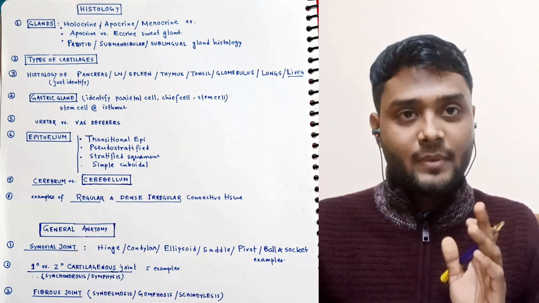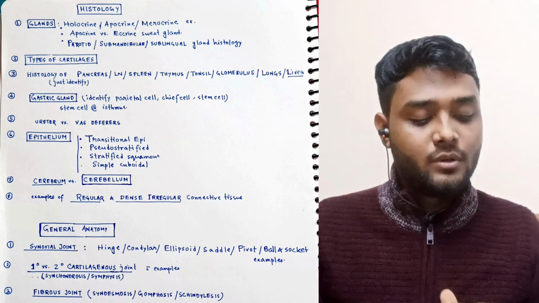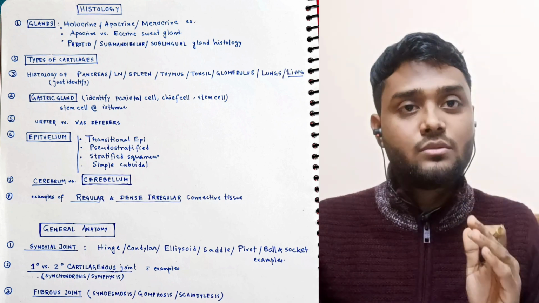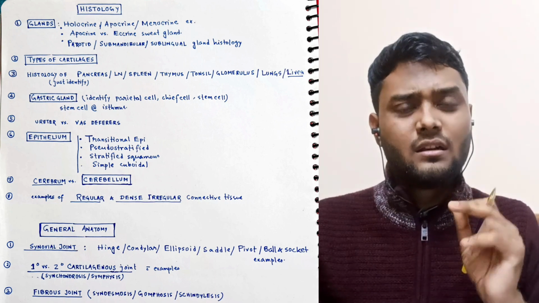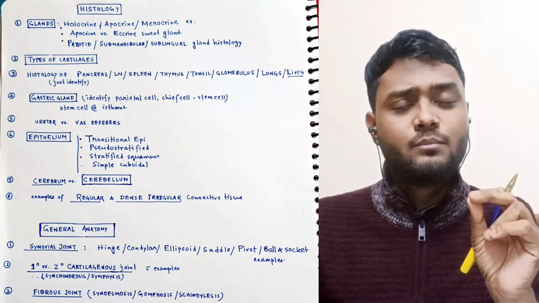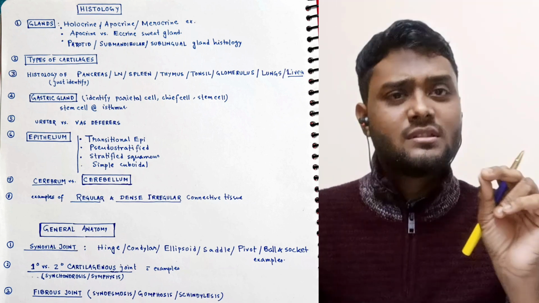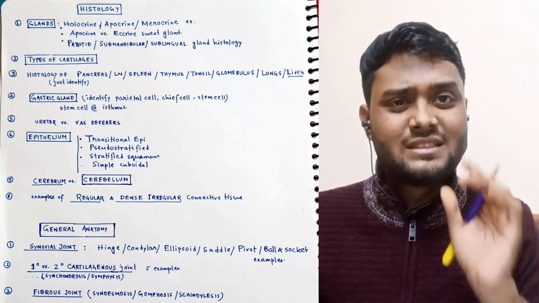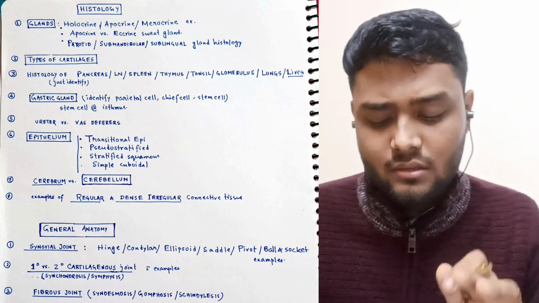Now histology of the pancreas, lymph node, spleen, thymus, tonsil, glomerulus, lungs and liver. You just need to identify those images. There is one important key feature that you need to identify in those images. Just read that, not in detail. Don't try to read in detail.